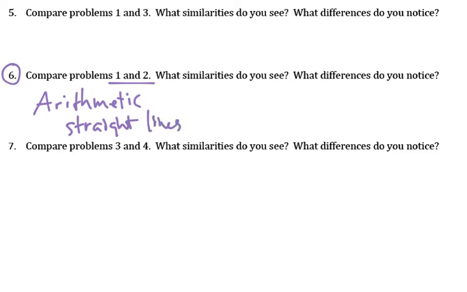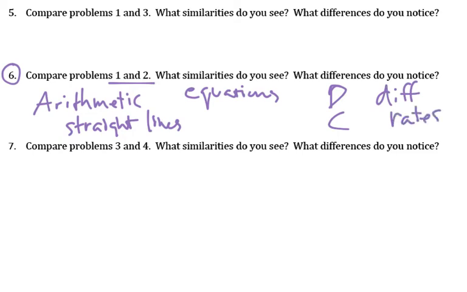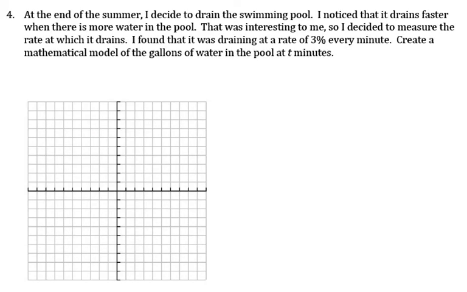Their equations look pretty similar. What differences did we notice? Well, one was discrete, one was continuous. That was a big difference we noticed there. Any other differences? Well, one grew at a different rate. Different rates. Oh, they also had the same starting number, the same y-intercept, but different growth rates. I think that's good enough. So let's take a look at problem 3 and 4, and we'll come back to number 7.